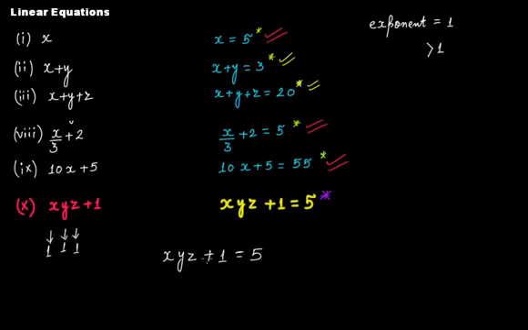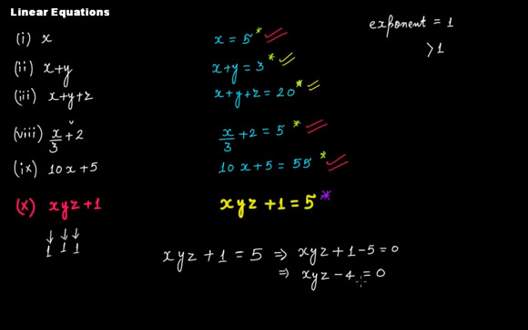This can be written as what? We can write it as xyz plus 1, we transpose this 5 to the left hand side, so this becomes minus 5 equal to 0. This is xyz, and plus 1 minus 5 means what? Minus 4. This is equal to 0. Okay, if you look at this equation, this is also an equation that is equal to 0. We have just simplified it.